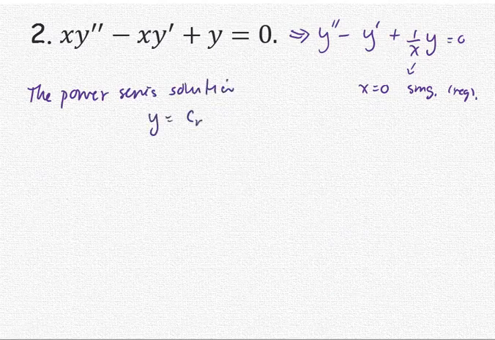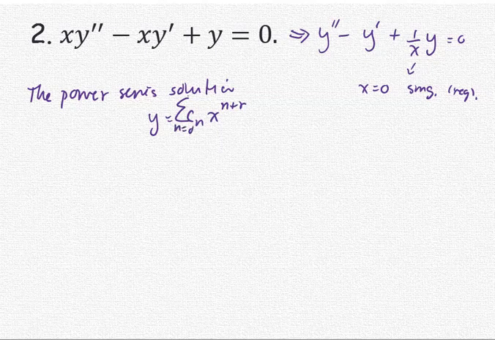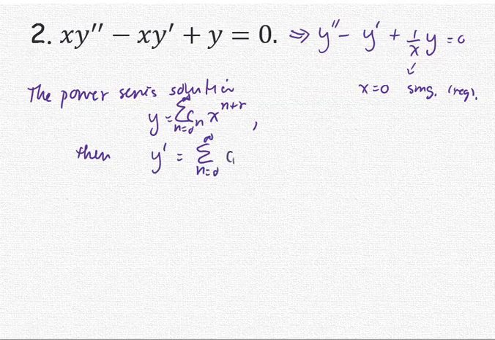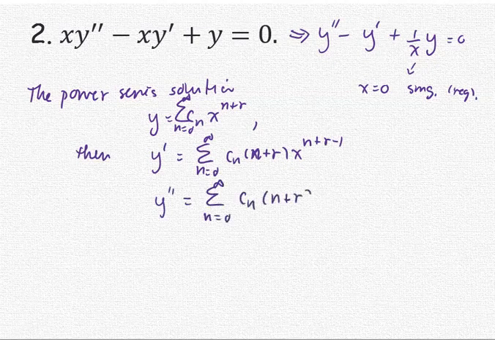will be y equals the summation of Cn times x minus 0, which is x to the power n plus r, n from 0 to infinity. So then we have y prime as the derivative of the previous series, the Cn multiplied by n plus r times x to the power n plus r minus 1, and y double prime as the summation n equals 0 to infinity Cn times n plus r times n plus r minus 1 times x to the n plus r minus 2.